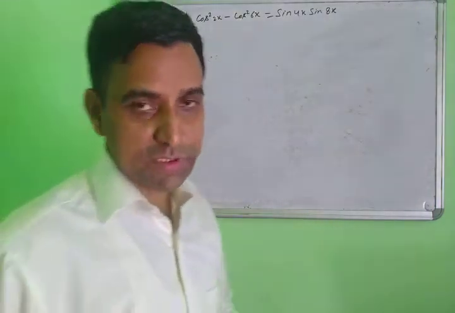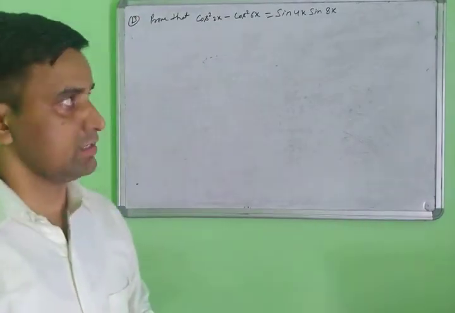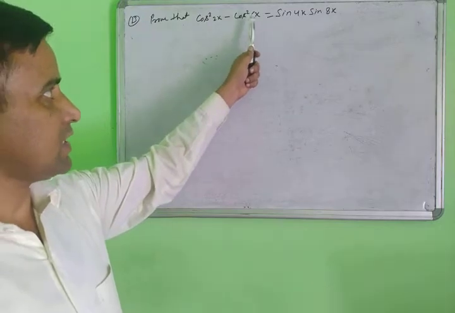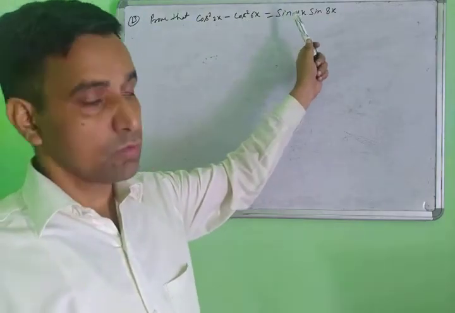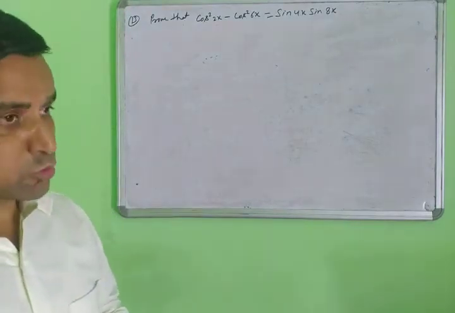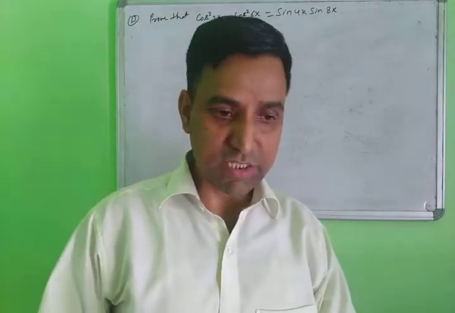Yes, student, next question, I am taking question number 13. This is a different type of question here. To prove that cos square 2x minus cos square 6x is equal to sin 4x into sin 8x. Before solving, I am discussing something with you.